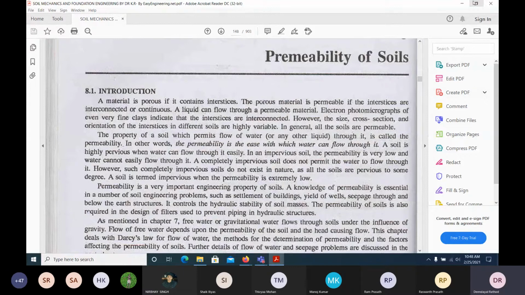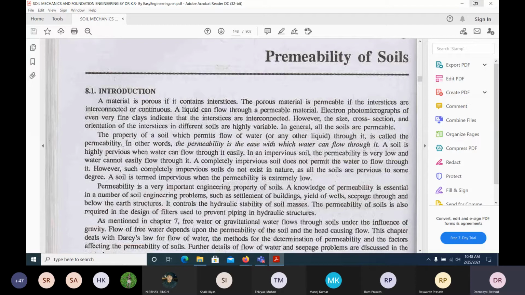Suppose we want to construct a metro train, and the government decides that this particular metro train crosses this particular route, but the soil is not good there. What is the other option? We don't have any other option. We have to go for the construction. In that case, what kind of foundation do we have to provide, and whether we need to improve the soil by using our ground improvement techniques.